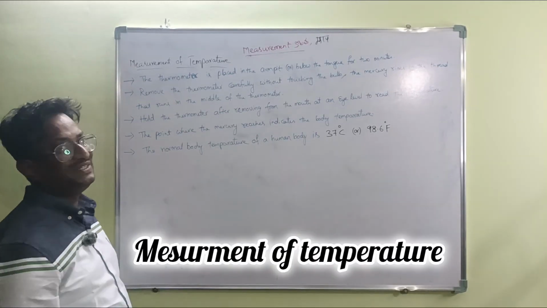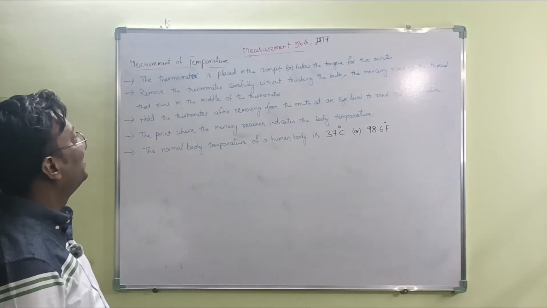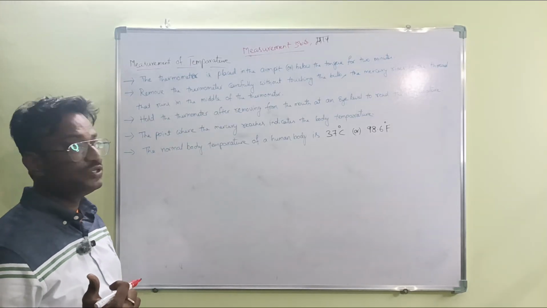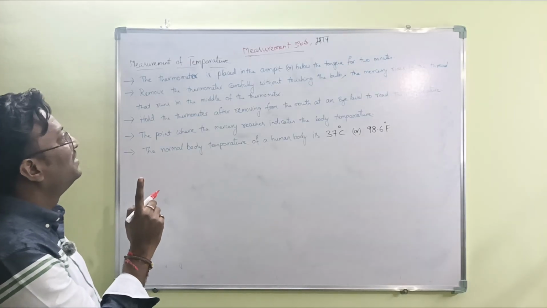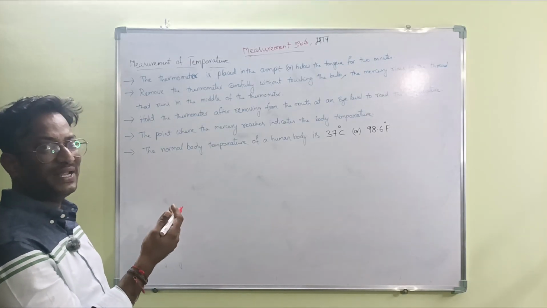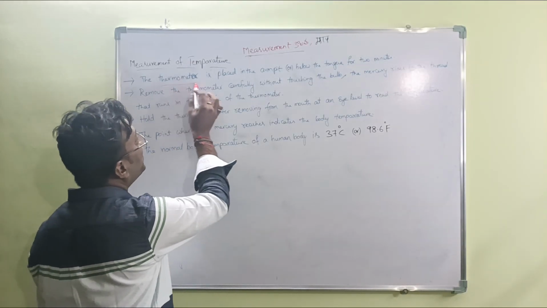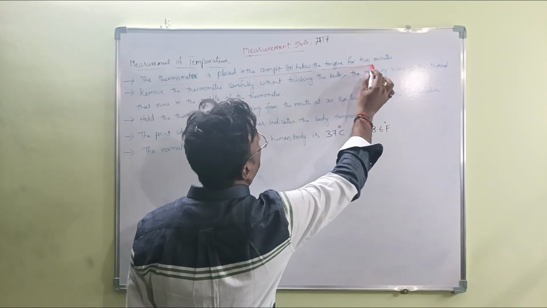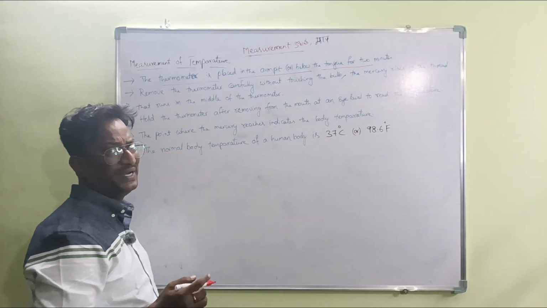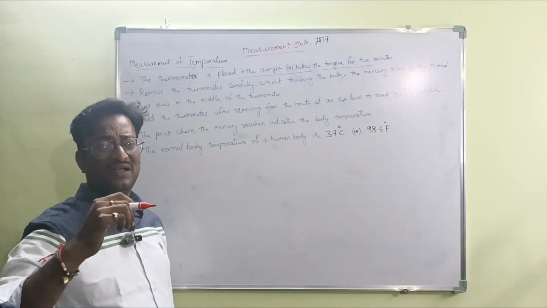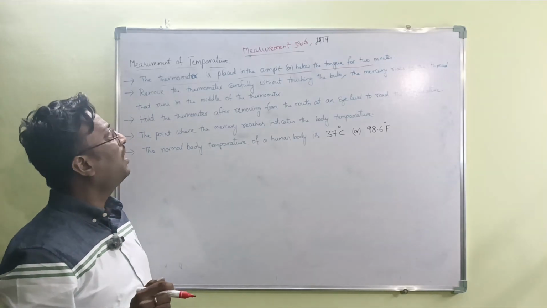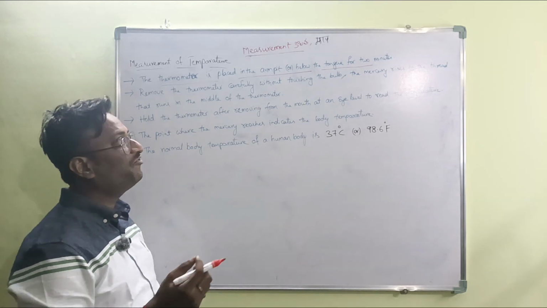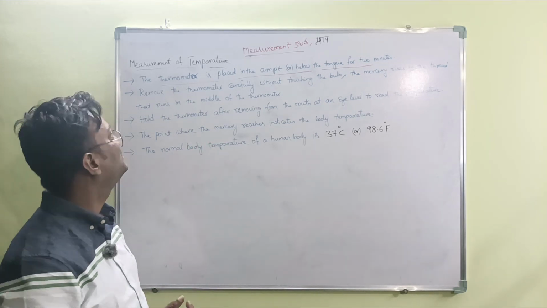Measurement of temperature. In order to measure the temperature, what do we use? Thermometer. So, how are we going to measure the temperature? The thermometer is placed in the armpit or below the tongue for 2 minutes. Either we have to place it in the armpit or below the tongue. How much time? For about 2 minutes.